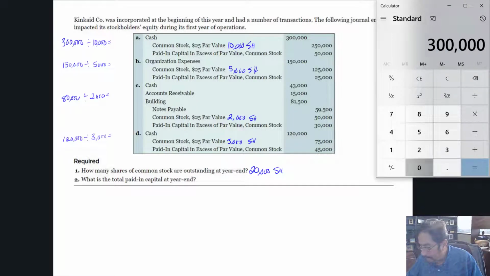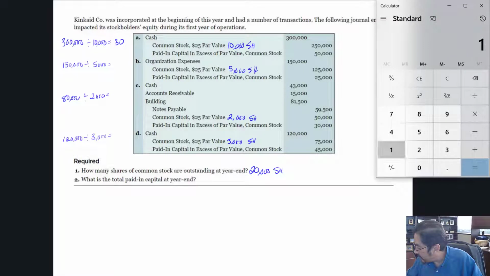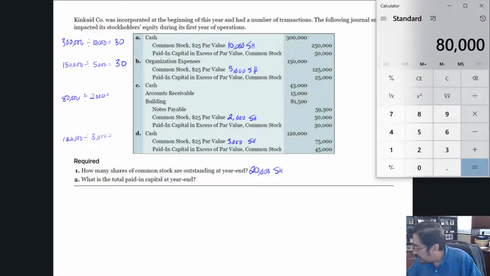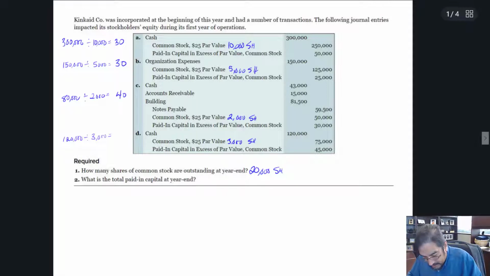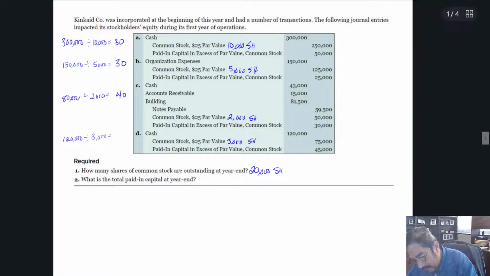So 300 divided by 10,000 shares, 30 bucks. And $150,000 divided by 5,000 shares, 30 bucks. And then 80 divided by 2,000 shares, 40 bucks. And finally, 120,000 divided by 3,000, 40 bucks. So initially, it looks like our company was worth $30 a share.